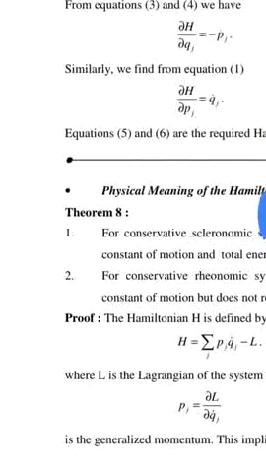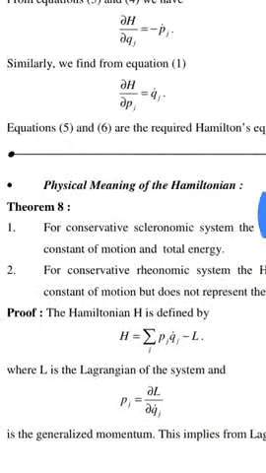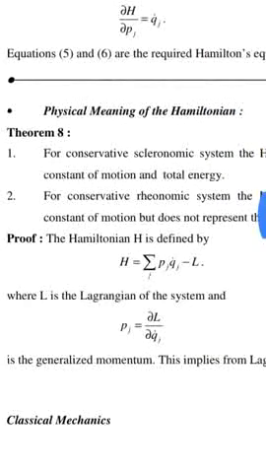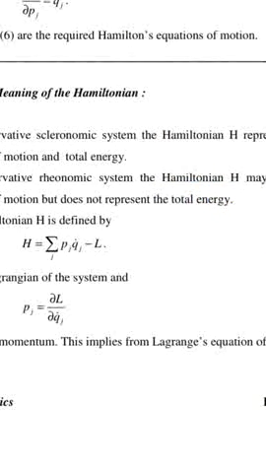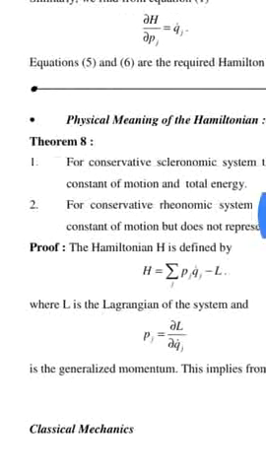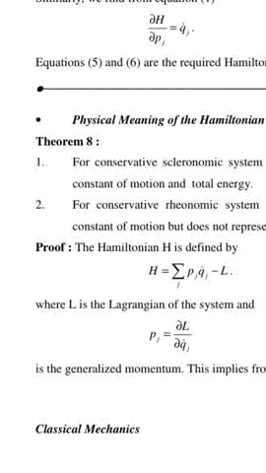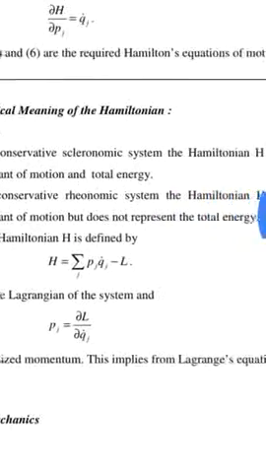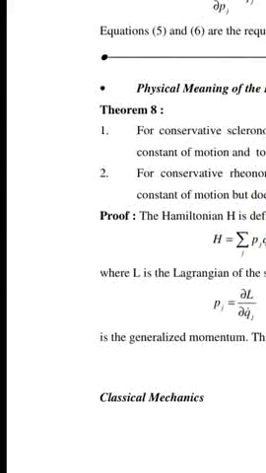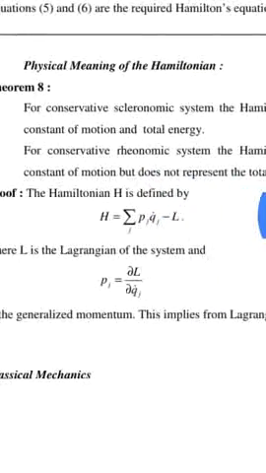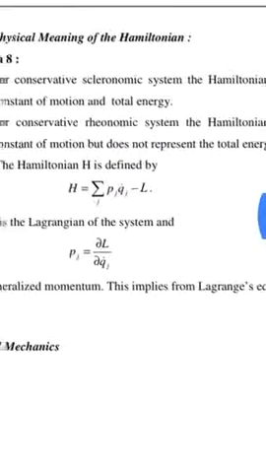Namaskar. I discuss the physical meaning of the Hamiltonian theorem for a conservative scleronomic system. The Hamiltonian H represents both a constant of motion and the total energy. For a conservative rheonomic system, the Hamiltonian H may represent a constant of motion but does not represent the total energy.